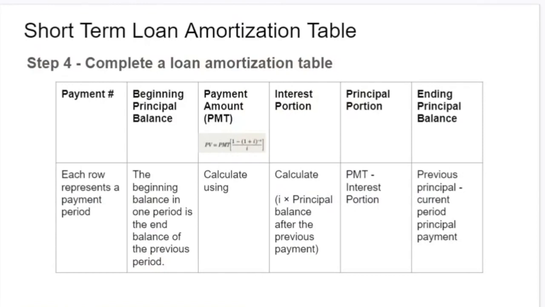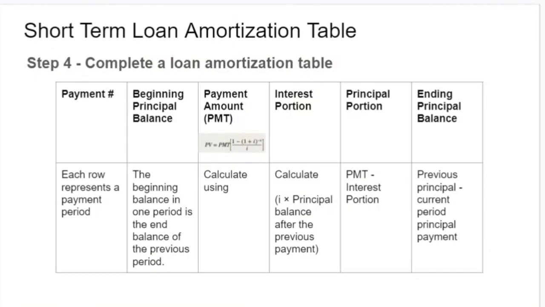Everything else we put in there is going to be what the balance was at the end of the previous period. The payment amount, as I said, we plug in the present value formula. We just plug the information in there and we'll get the PMT. The interest portion is just the principal balance at the beginning of the period multiplied by the periodic interest rate. And the principal portion is just the payment minus the interest portion. And the end balance is simply the beginning balance less how much you paid on the principal, and that will give you the end balance on the principal.